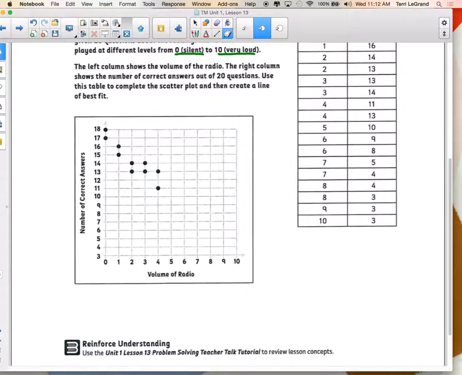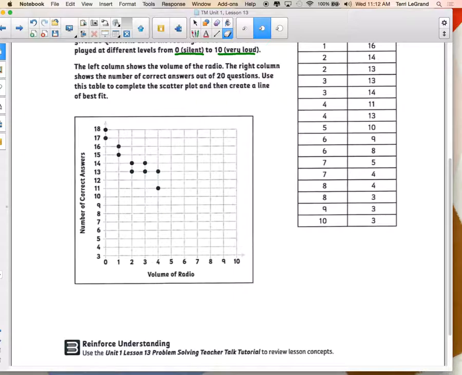Somebody convince them why it's an indirect relationship. Why is it indirect? Because the dots are all over the place. No, it's not because the dots are all over the place. That's what I taught you the first time. I had to reteach you, remember? Cheyenne. Yeah, one of them is increasing, so as the volume of the radio goes up, the number of questions correct goes down. So this is an indirect relationship.